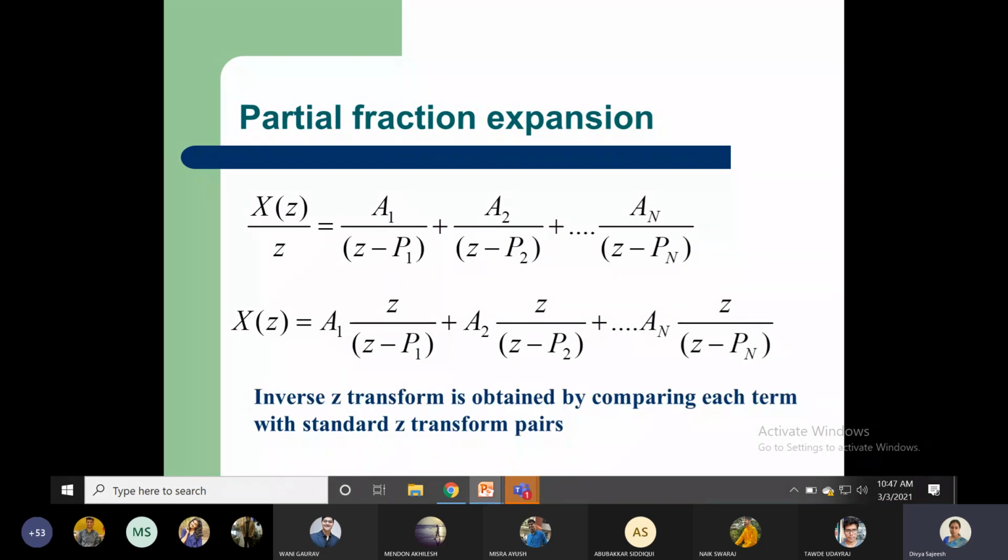Now Z transform how you can obtain by comparing each term with standard Z transform pairs. I have just shown you the table for the Z transform. From that table you can refer and find out what Z upon Z minus P1 corresponds to, which signal, which sequence. So there you can apply that and you can obtain the x of n.